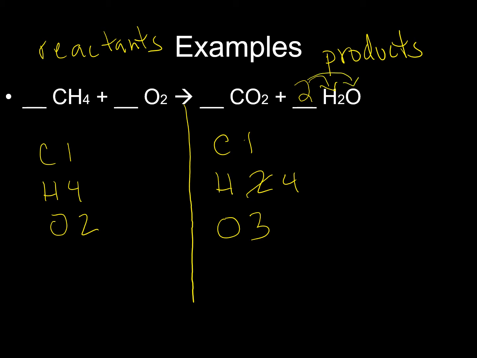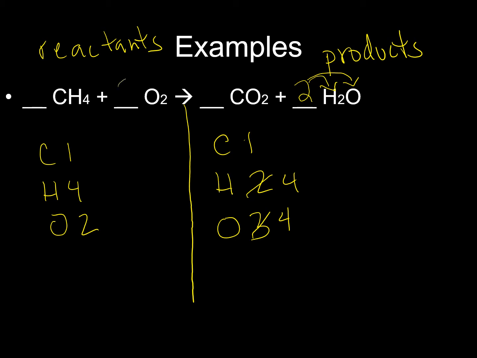So now I have 2 oxygens in the CO2, and I have 2 oxygens in the H2O because I have 2 copies of H2O. So now I have 2 plus 2, which is 4. The next step is going to be trying to get my oxygens balanced out. So when I go to get my oxygens balanced out, I'm then going to look at the O2.